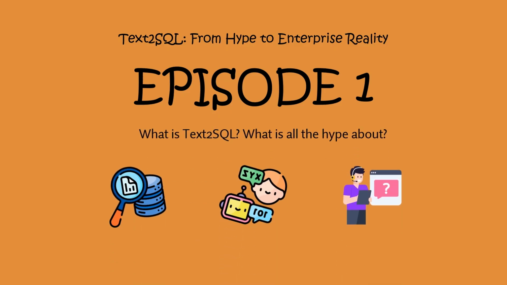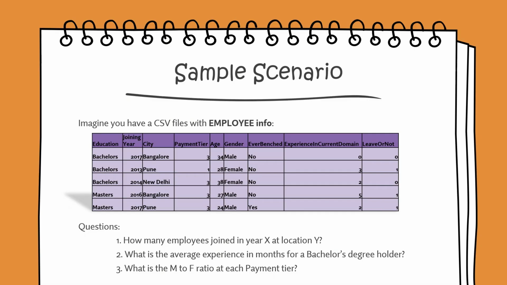So, what is Text to SQL? What is all the hype around the topic? Consider this sample scenario. You have been given some employee info, which has fields such as education, joining year, city, payment type, age of the employee, gender, has the employee ever been benched or not, etc. And you want to answer a few questions, such as how many employees joined at a particular location in a particular year, what is the average experience in months for a bachelor's degree holder, what is the male to female ratio at each payment tier in the organization.